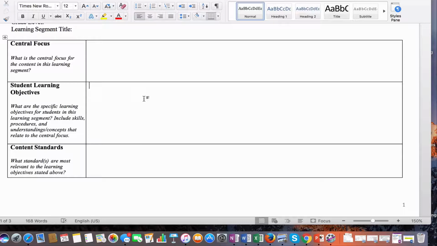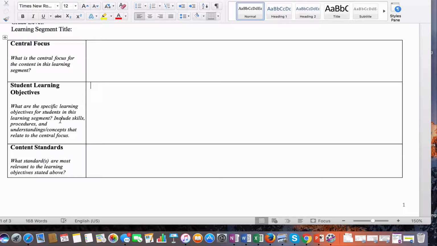And what you want to do here is first start with the skills. So if this were a PE class, for example, students will learn the necessary cues to dribble the basketball. Okay. So you're going to write out, as specifically as you can, whatever skills you think your students will develop in working with your central focus.